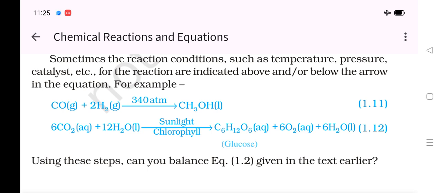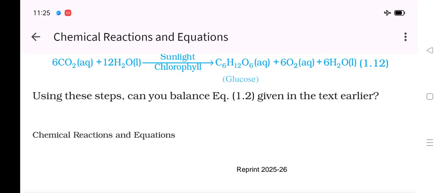6CO2(aq), meaning aqueous, plus 12H2O(l), meaning liquid, gives rise to, with sunlight above the arrow and chlorophyll below the arrow, C6H12O6(aq), that is glucose, plus 6O2(g) plus 6H2O(l), meaning liquid, 1.12. Using these steps, can you balance equation 1.2 given in the text earlier?